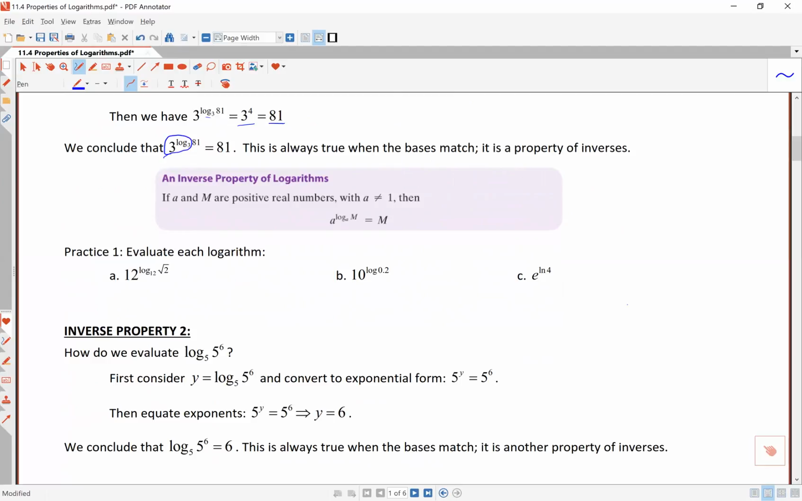Now that you've had a chance to work these out, I'll work these out with you. If the base matches the base, then they undo each other, and we just get the number, square root of 2. And again, this is what inverses do to each other. They undo. 10 to the log of 0.2. That's 10 to the log base 10, so this just gives us the 0.2. e to the natural log. Those undo each other, and we just get 4.